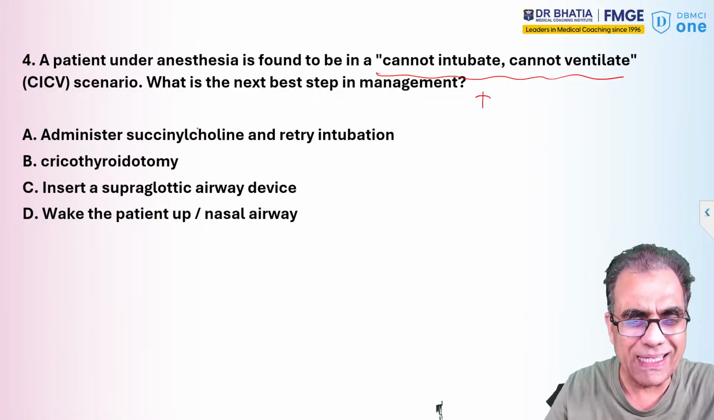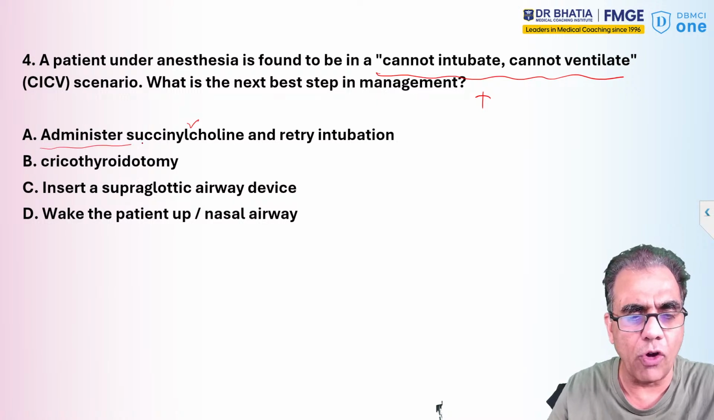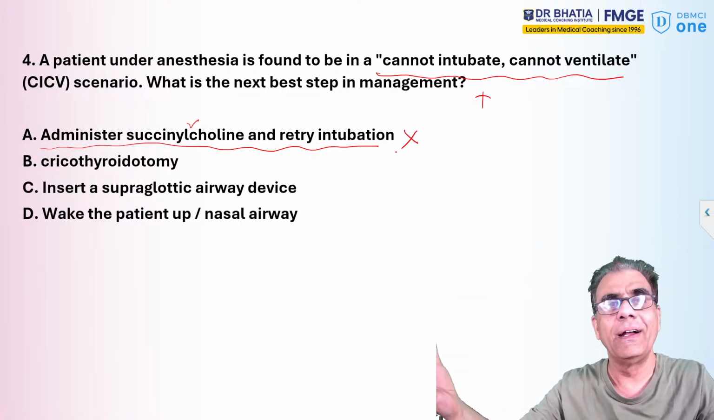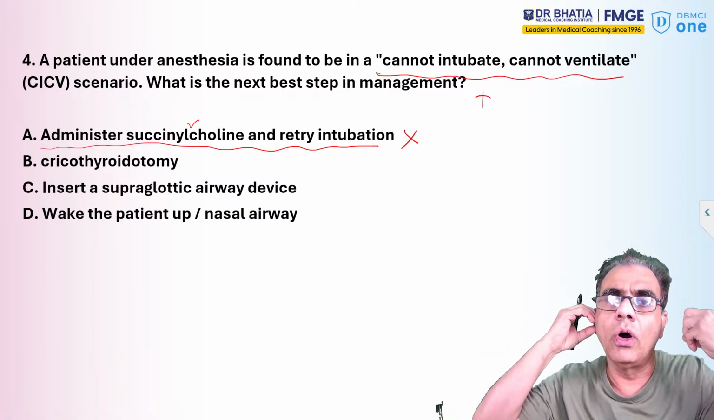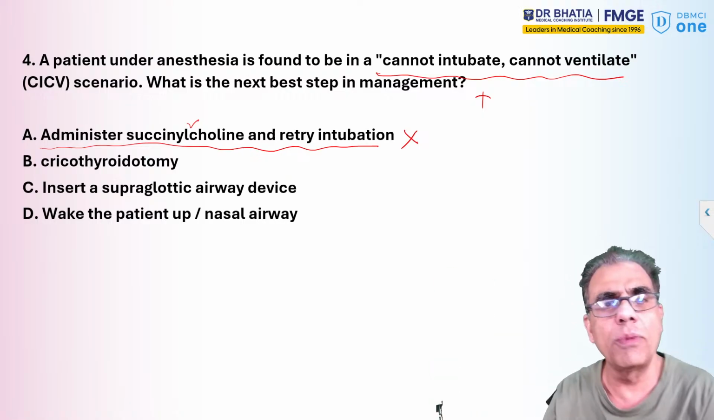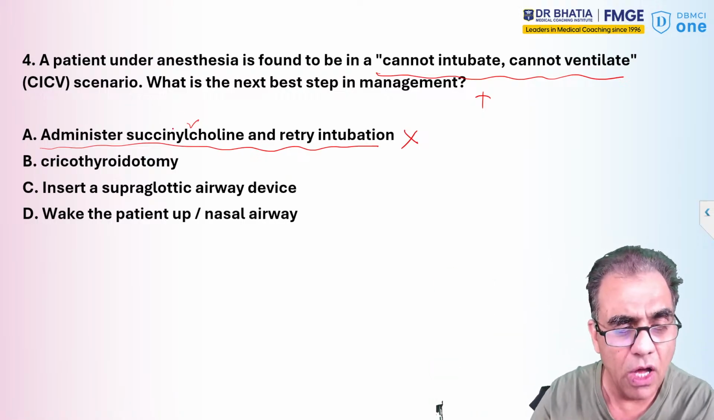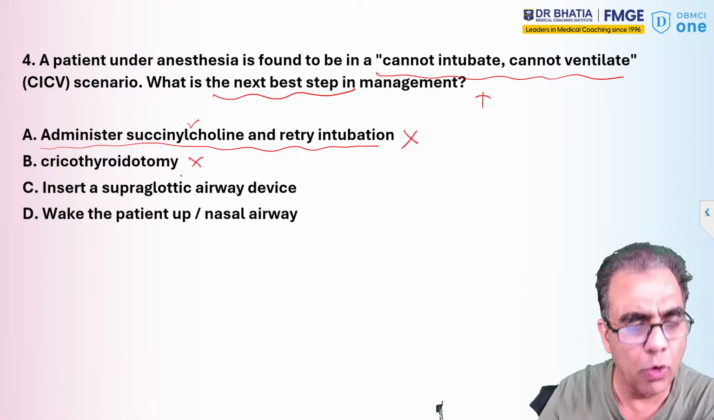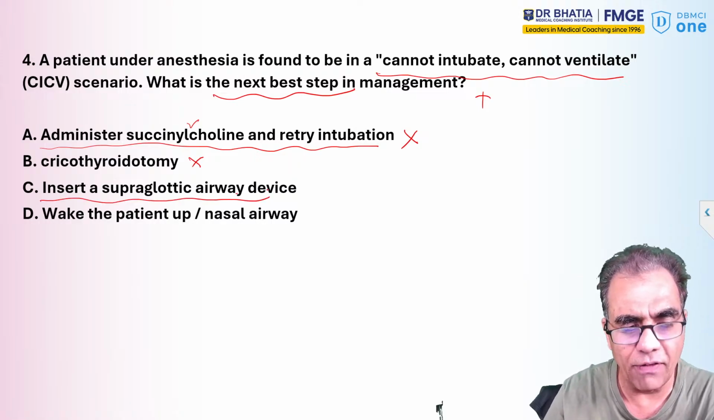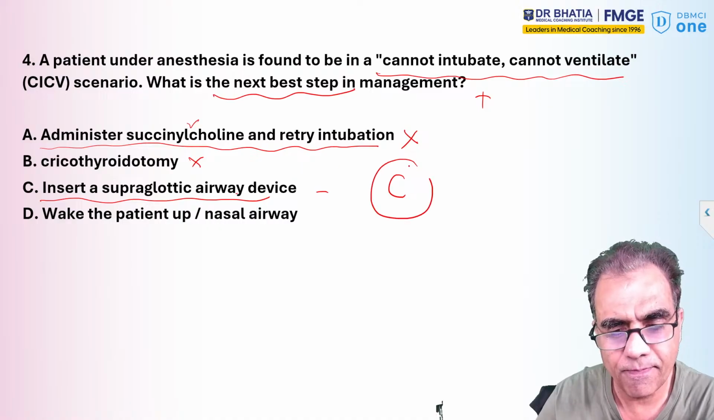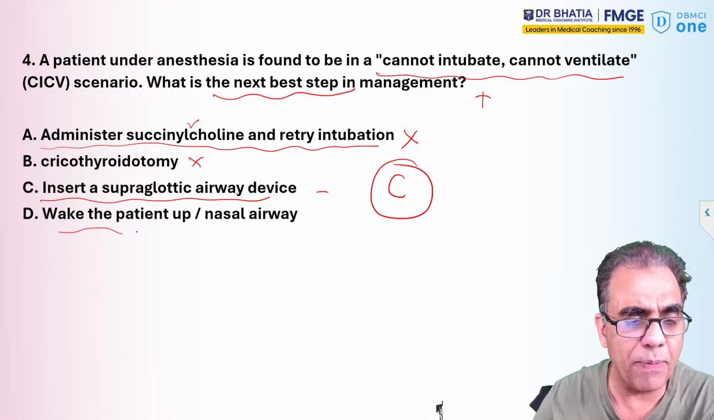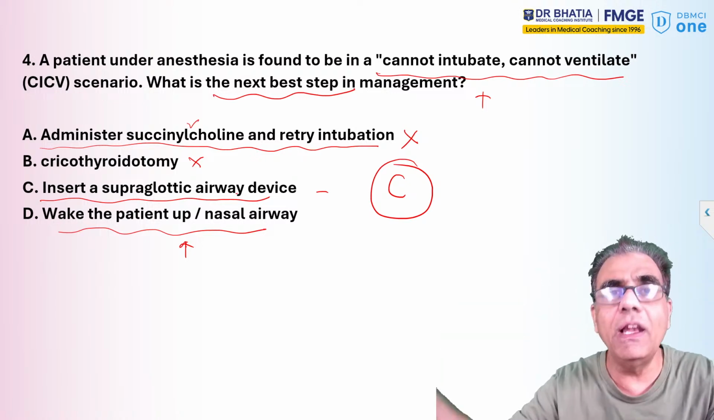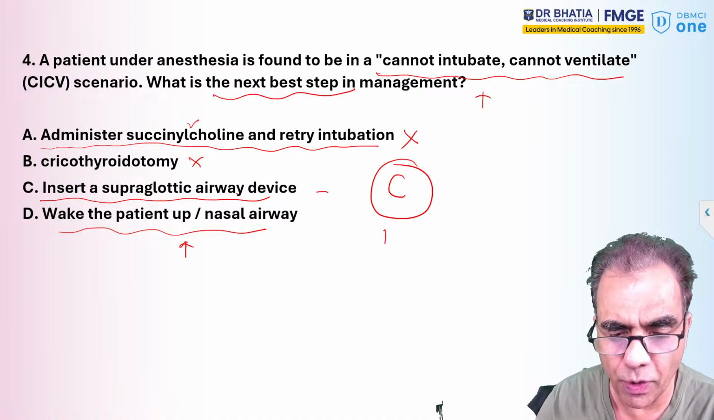Okay. Administer succinylcholine. Of course, you have already given a muscle relaxant, so if you are not able to ventilate, then even after succinylcholine you will not be able to ventilate, and the patient will die. So that is ruled out. Cricothyroidotomy is not the best step. It is the last resort, so that will also be ruled out. Insert a supraglottic airway device. Yes, this is best. And wake up the patient. Waking up the patient is not in your hand. If you are not able to ventilate, the patient will die. He will never wake up. So you have to put a supraglottic airway device.